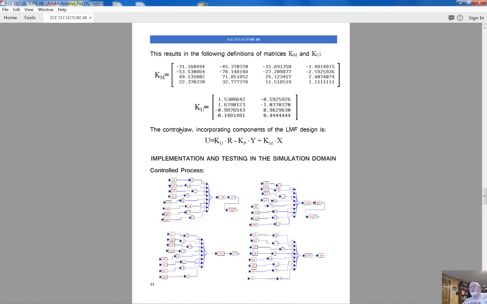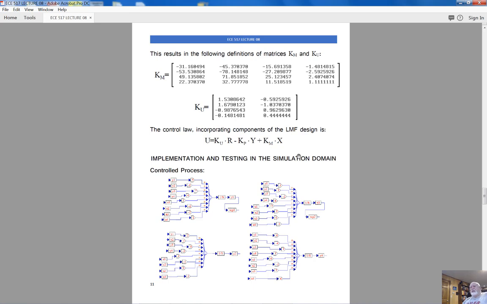And now it's time to talk about the control law that incorporates components of the linear model following system. Control law is this. The control effort applied to the control plant is equal to matrix Ku times the reference vector minus state variable feedback, it is Kp times Y, and plus matrix Km multiplied by state vector of the reference model. It is anticipated that with this control law, our system will behave as two independent systems. In other words, our system will be decoupled.